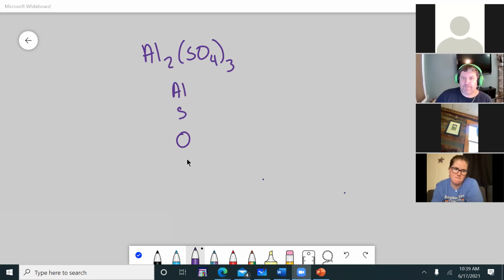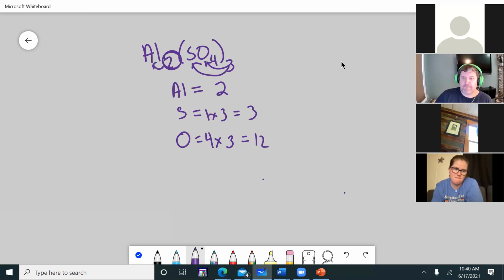Okay, so we've got aluminum sulfate. When adding up the number of atoms of each, we should have 2 aluminums. That one's pretty easy. There's the 2, right there. For sulfur, I've got this 3 sitting outside the parentheses, so I need to distribute it. I take the 1 sulfur inside and multiply it by 3 for a total of 3 sulfurs. I take the 4 oxygens inside and multiply by the 3 for a total of 12 oxygens. Yes, there are 12 oxygens here.